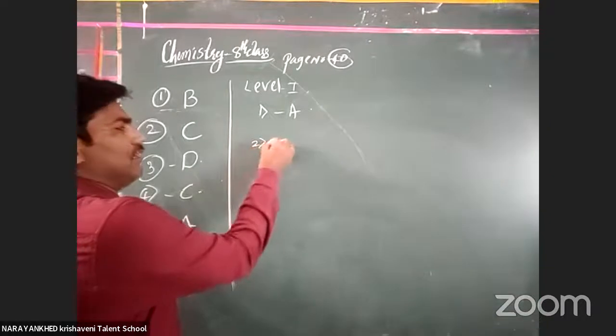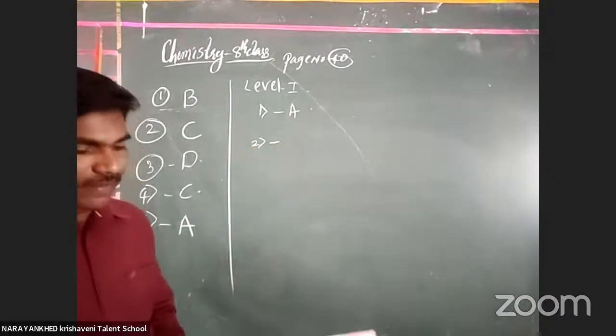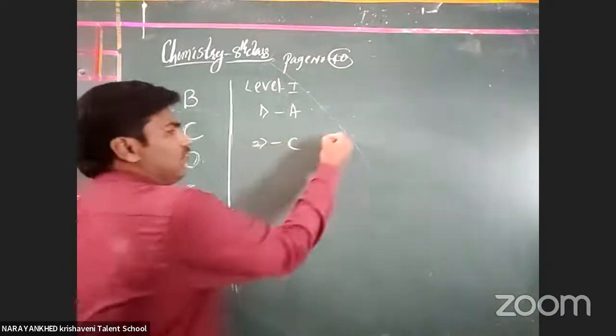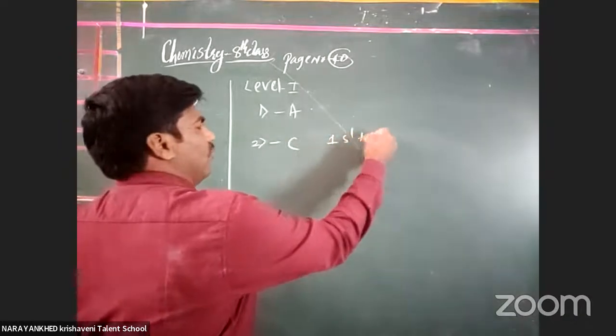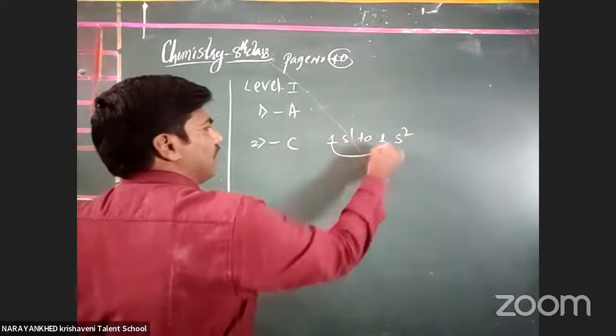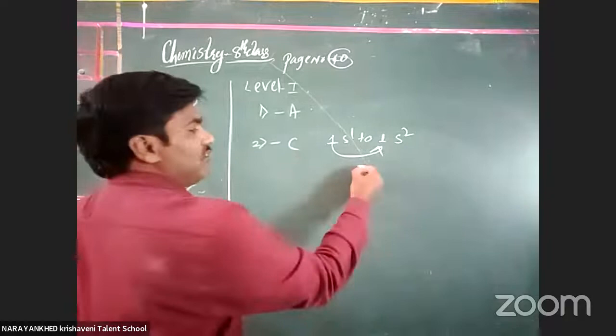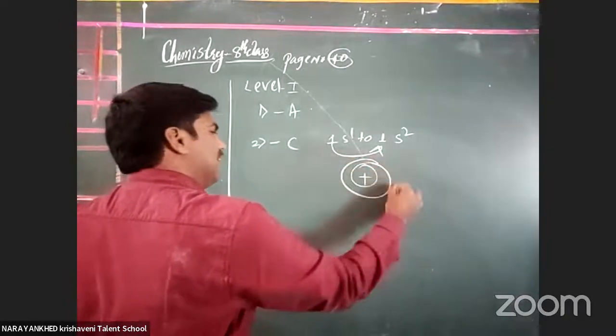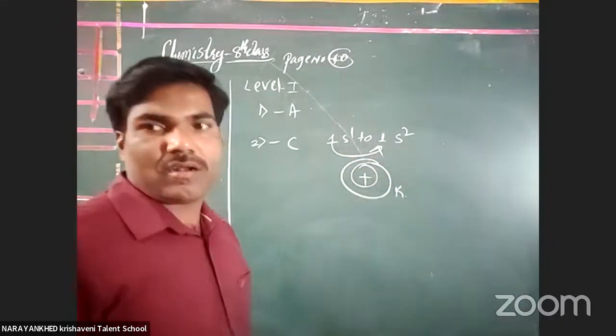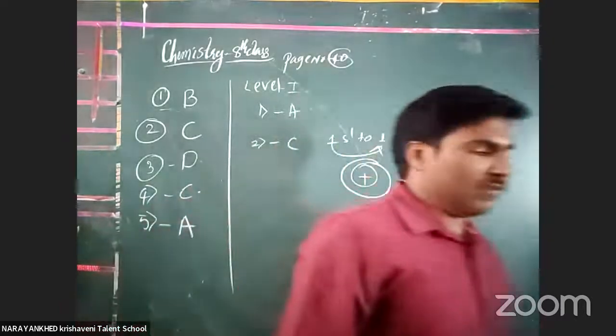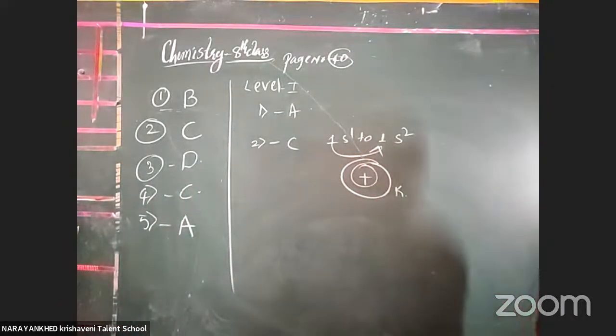That's why the second answer is K shell, that is C. Why? Because of 1s1 and 1s2. Which orbit is it? The K orbit only. Clear or not? That is why the answer here is K shell.